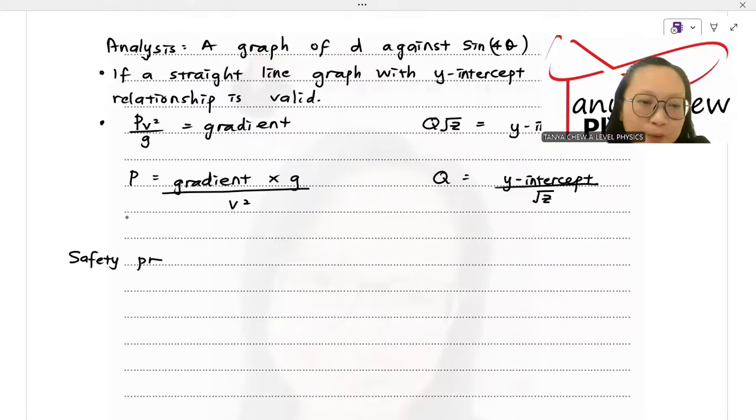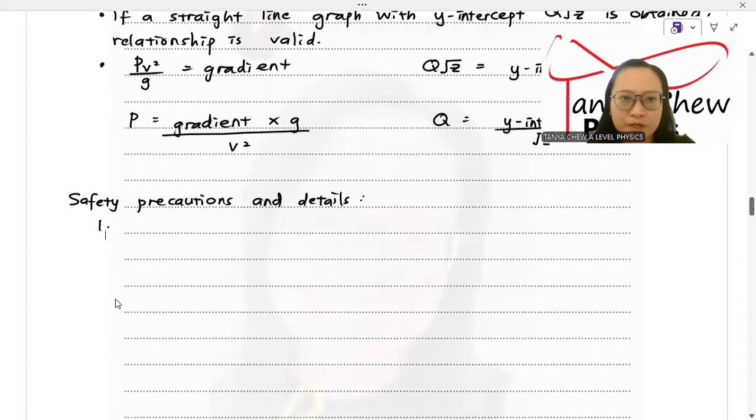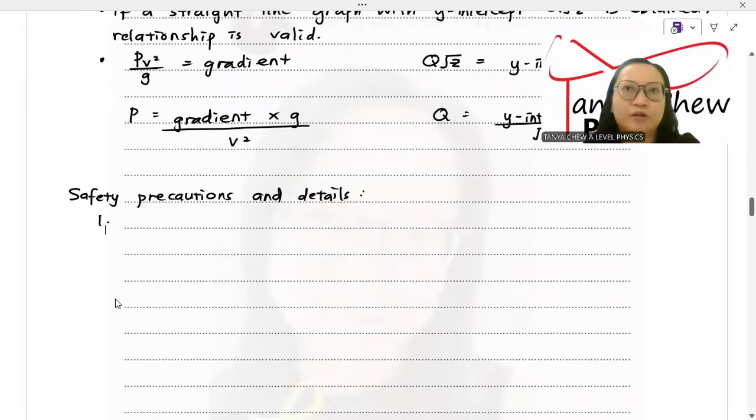Safety precautions and details. So I'm going to write down the first one because I'm using a protractor. Most of the protractors that we have in the lab are clear protractors. So if I want my readings to be clearer and observable on the protractor, I'm going to put a white piece of paper behind my protractor when I take the reading of theta.